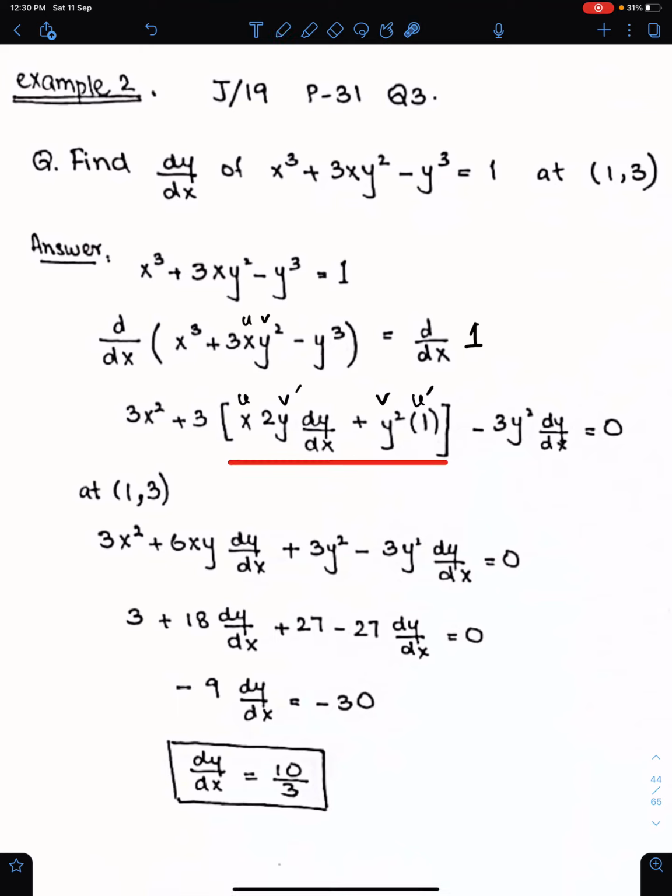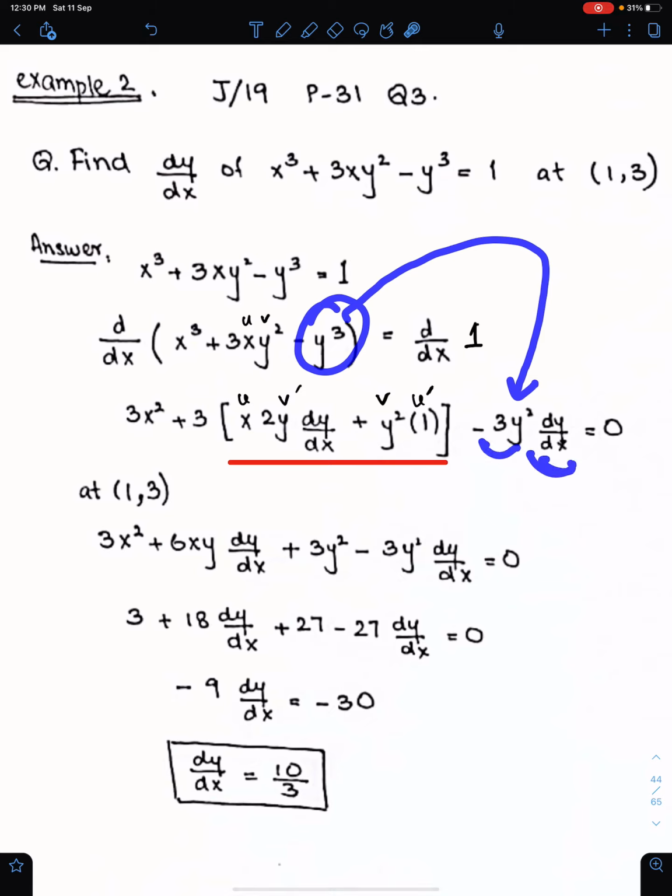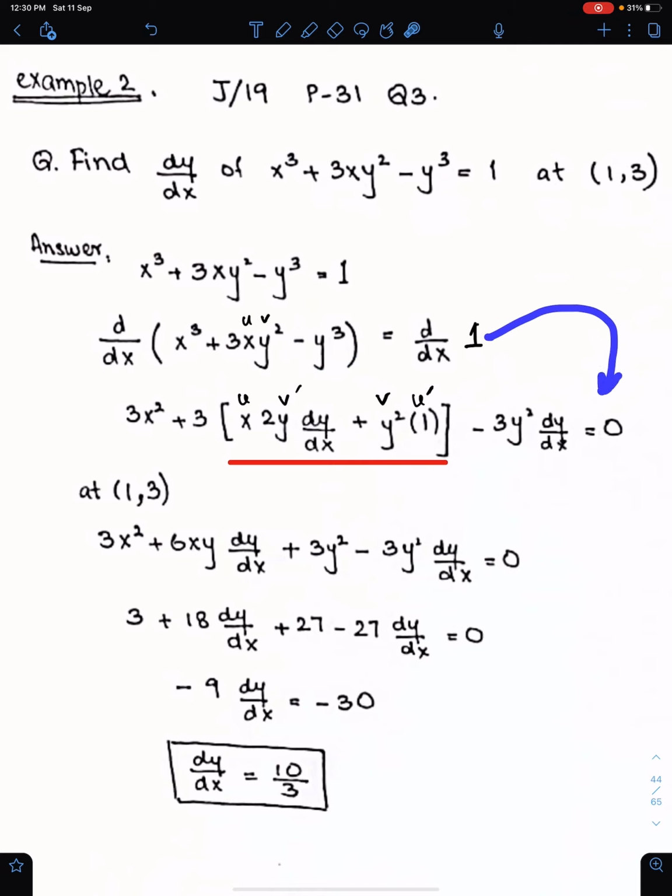Now you have to differentiate y cube. It will become minus 3y square dy upon dx. Must multiply this with dy upon dx. And the differential of 1 is 0. Now you don't need to simplify this.